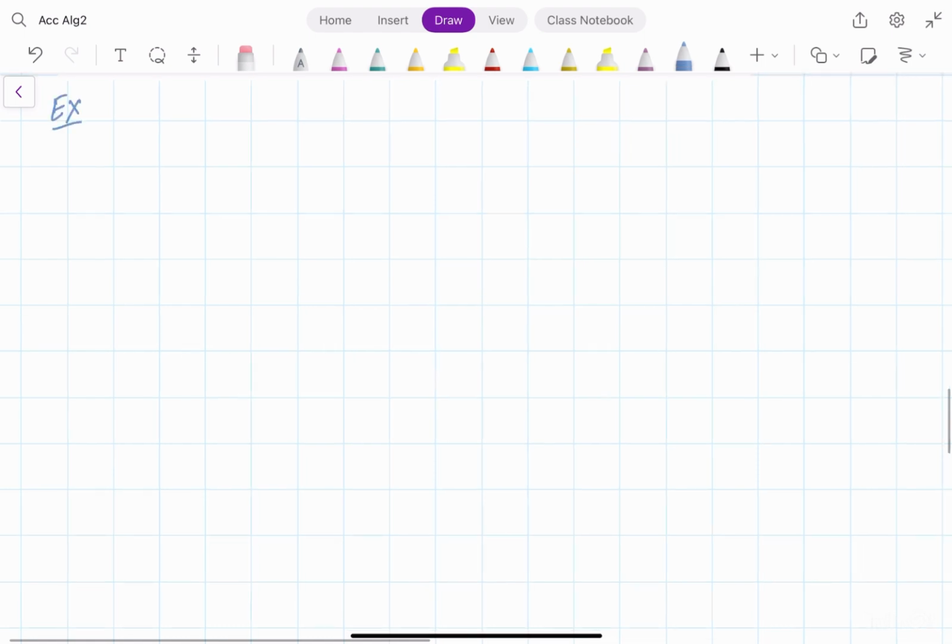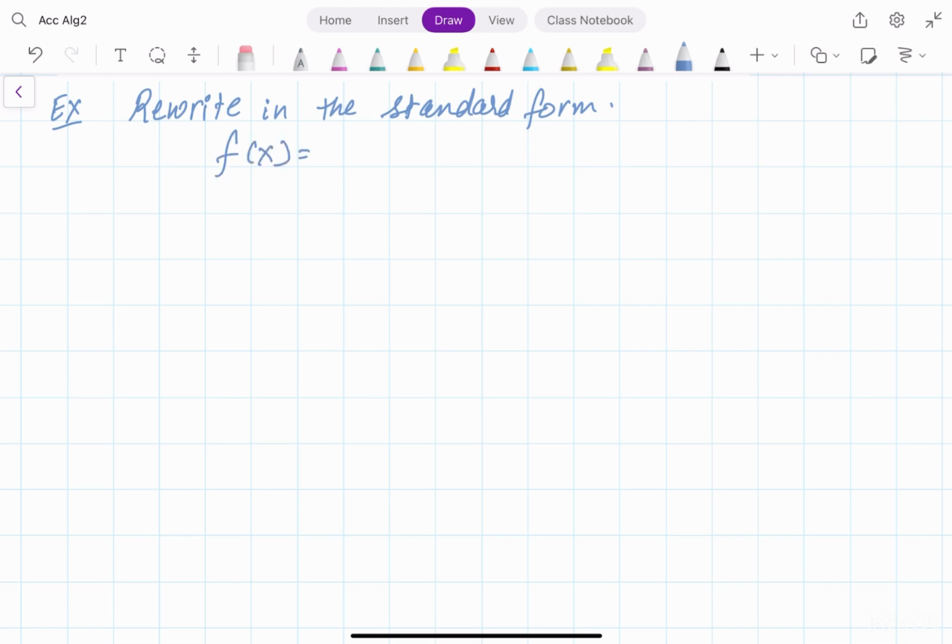Let's try one example, and let's try to rewrite the given function in the standard form. So we have the given function as f of x is equal to 2x squared plus 8x plus 7. Whenever we have to write any equation in the standard form, we always use completing the square. You have learned with me the 5 different ways to solve the quadratic, and completing the square we have done extensively in the previous videos.